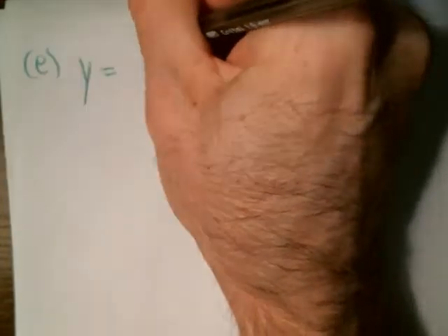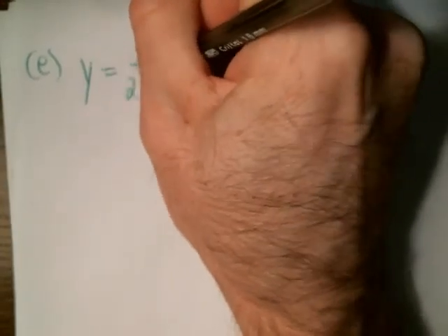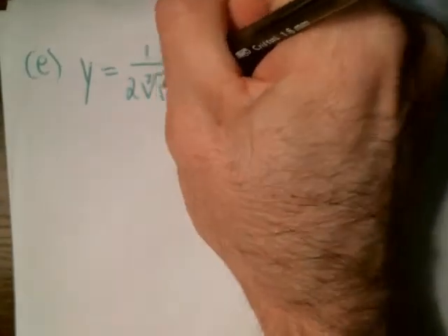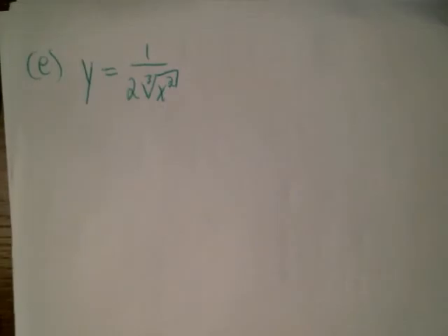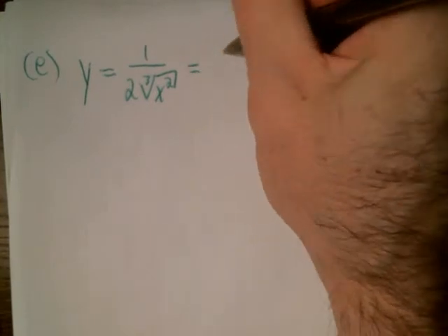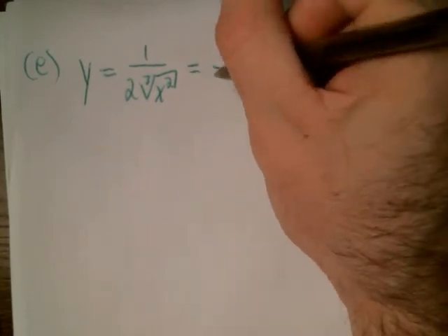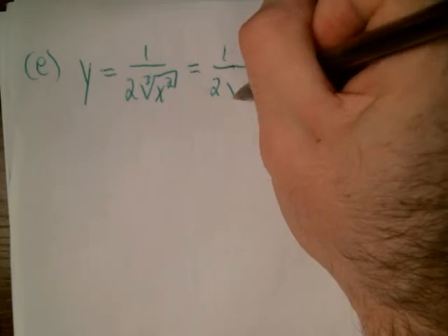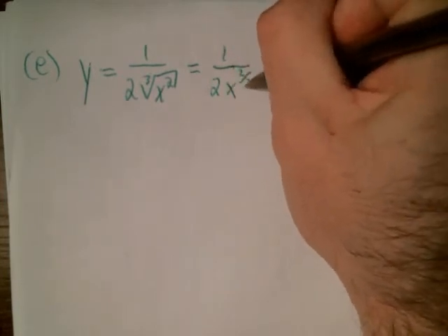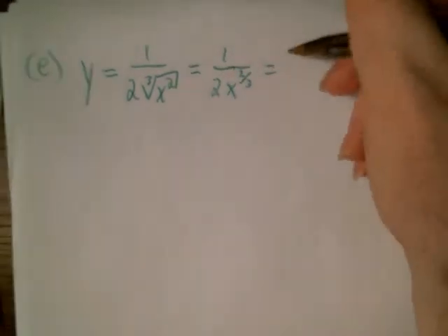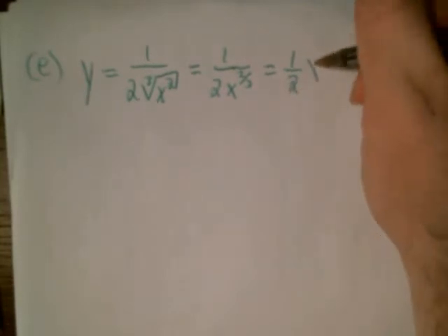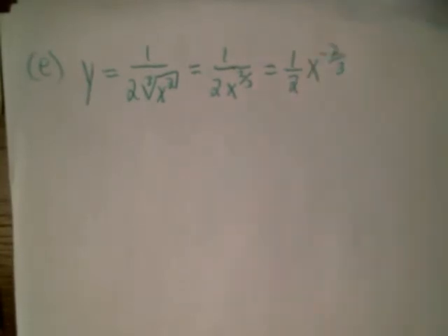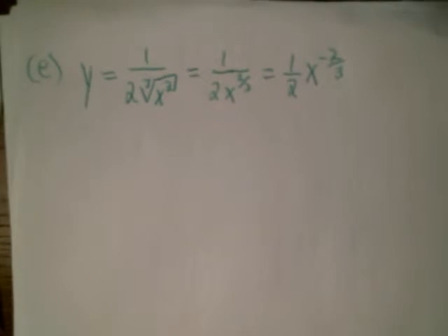Getting back to reality here. y is 1 all over 2 times the cube root of x squared. Again, you want to rewrite this so you can use our power rule. It's 1 all over 2 times x to the 2/3. And then we can rewrite that as 1/2 times x to the negative 2/3. So you get a little practice with those exponent rules.